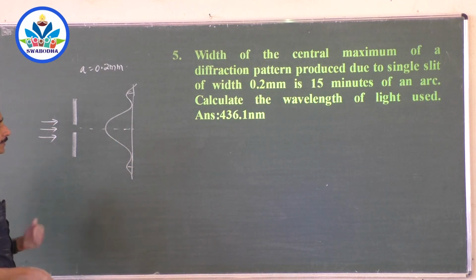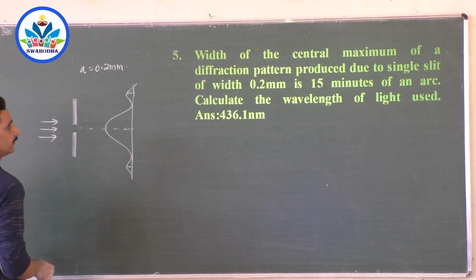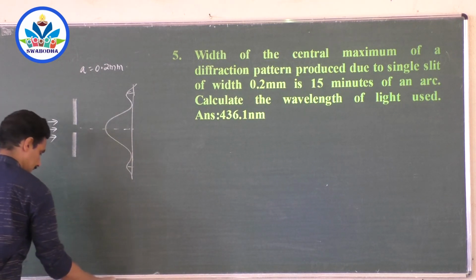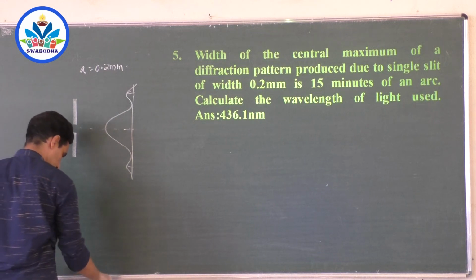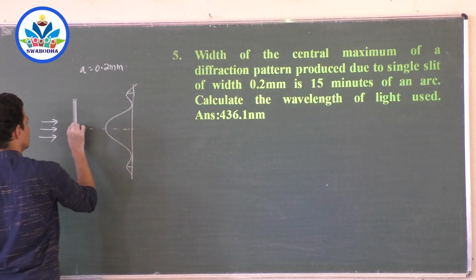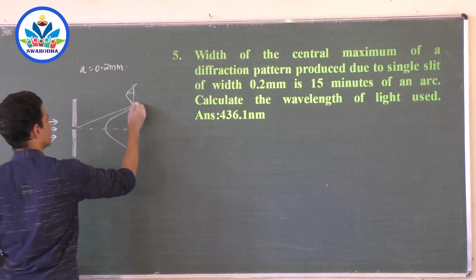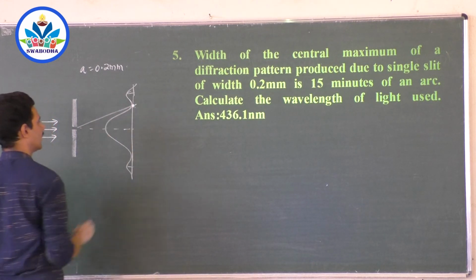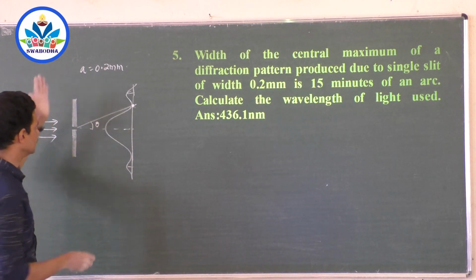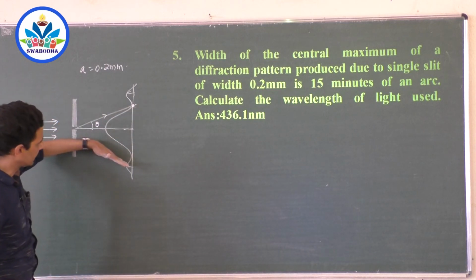The explanation is: a single slit of width is given, 15 minutes of an arc. What do you mean by 15 minutes of an arc? Yes, this is a small width slit. Look into this. This is the diffracted beam till the first dark fringe. This is theta, the angle of diffraction. This is the direct beam, this is the diffracted beam. Do you agree? And this is the first dark fringe here.